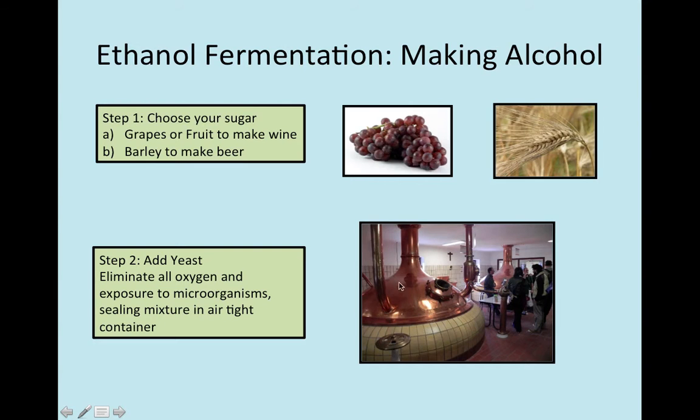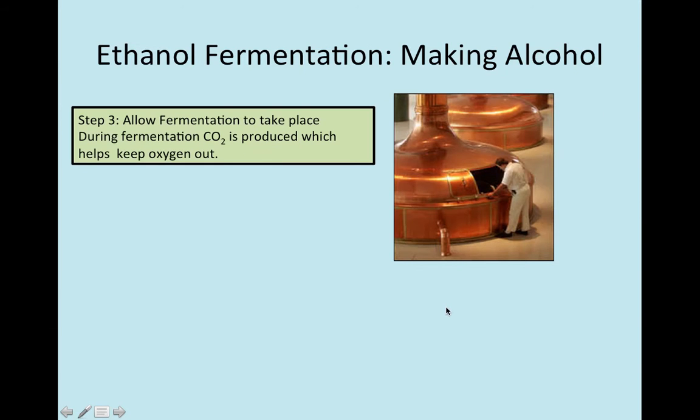So here is kind of a beer vat. So here's a picture of a beer vat. So they would load in a whole bunch of barley in here and then a whole bunch of yeast. And then they have to seal it off. They have to remove all of the oxygen here so the yeast will go into anaerobic cellular respiration to make the beer. So you allow fermentation to take place.